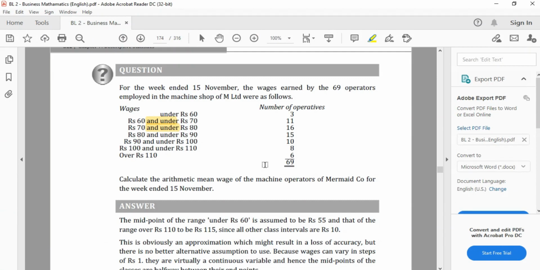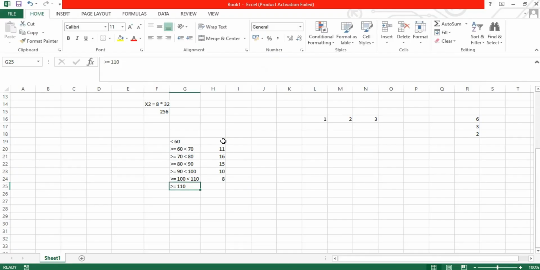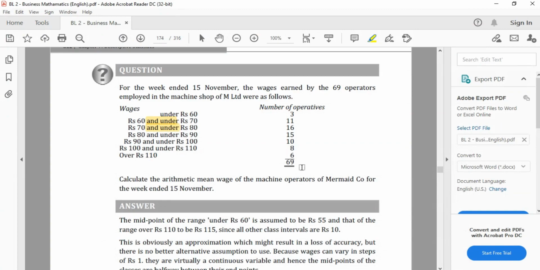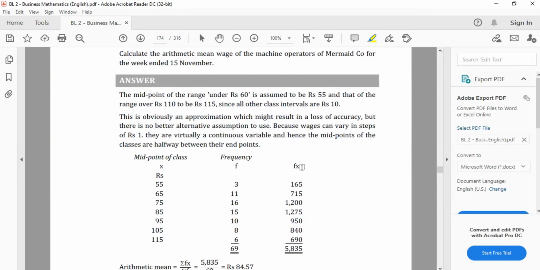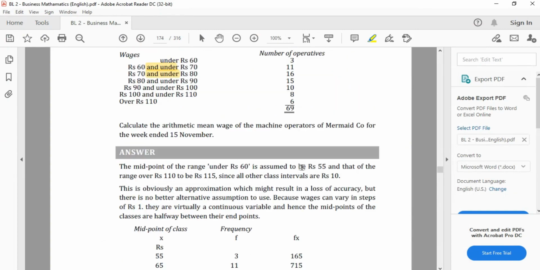But in this case, we have to remember that we should have a standard width, right? So let's see if there's a standard width here. There's a 10 gap. The gap is 10. Here also 10, 10, 10, 10. So that's fine. All 10. Here also probably it should be a gap of 10.